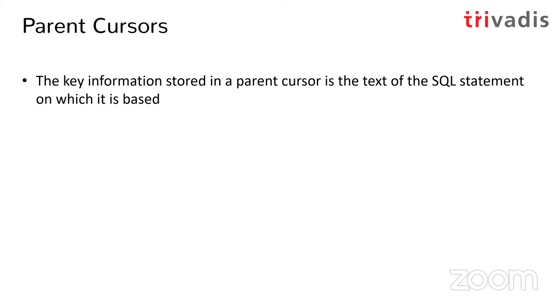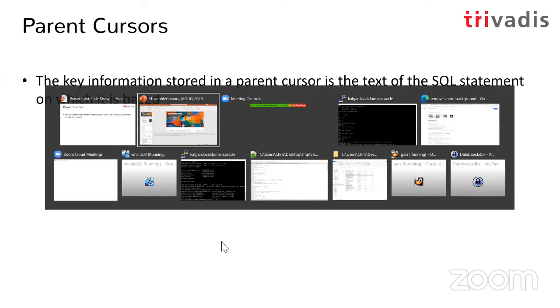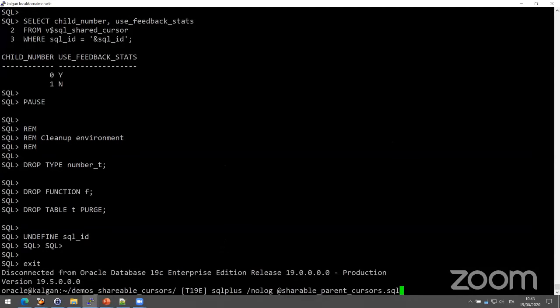And I must say, parent and child cursor contains plenty of information, and here I will describe only the key information you have to be aware of. Other stuff like statistics and so on is not very critical, but the key information stored in the parent cursor is the text of the SQL statement on which it is based. Okay, that's the key part of the parent cursor. So let's have a look at that with a small demo.